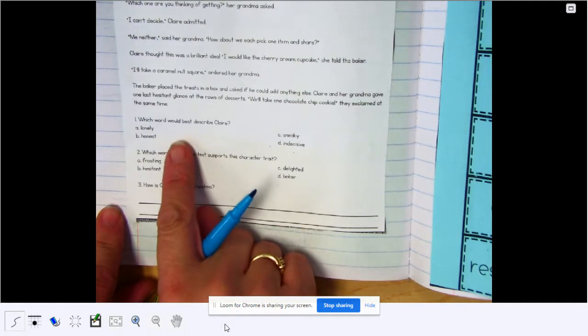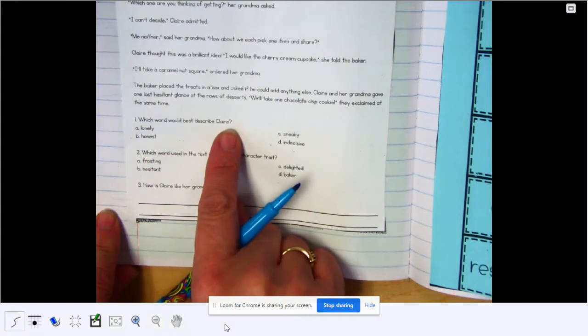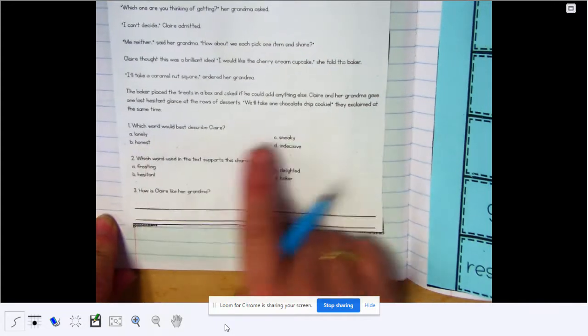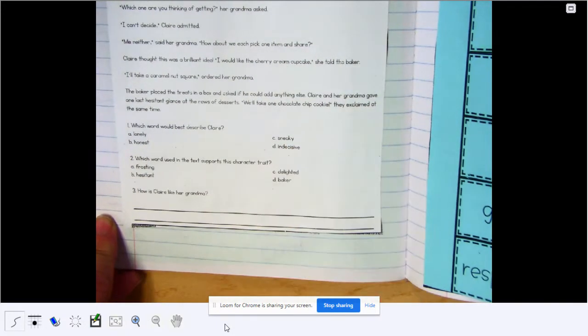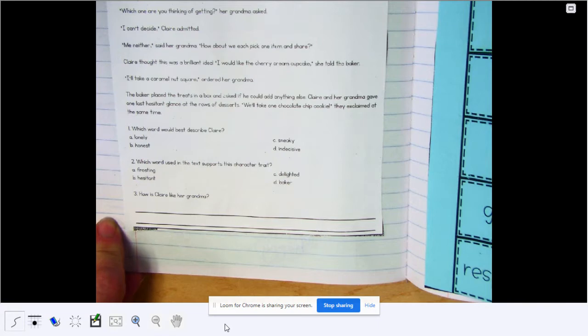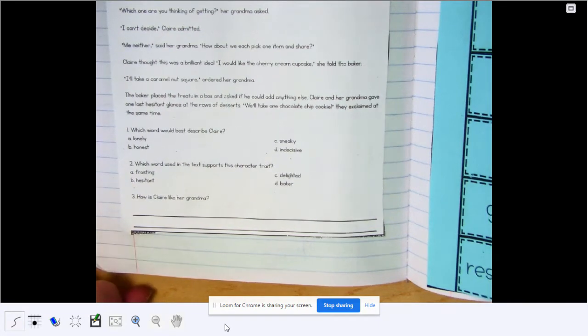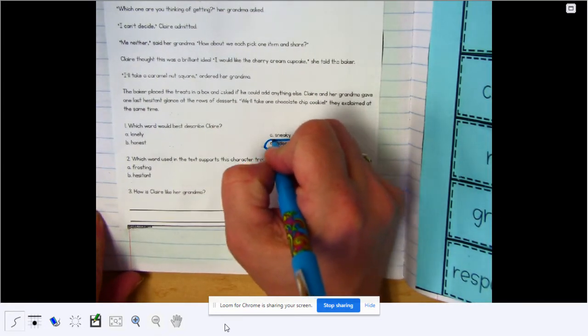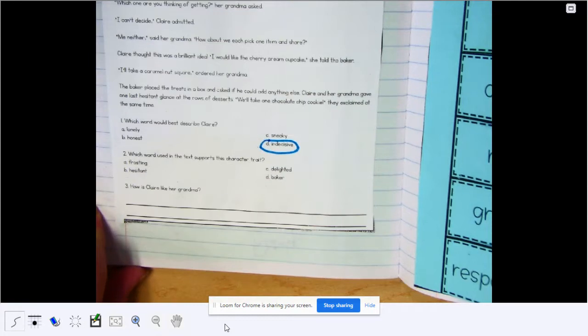Number 1, which word would best describe Claire? Is she lonely, honest, sneaky, or indecisive? Which one would you say? Maybe indecisive, because she couldn't decide. Up here, she couldn't decide what to get.